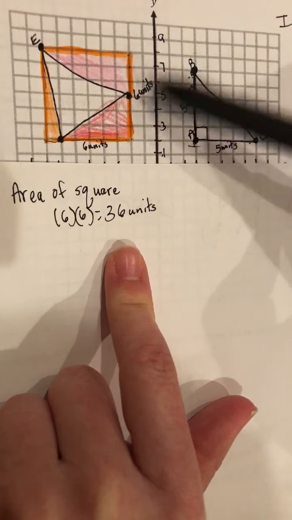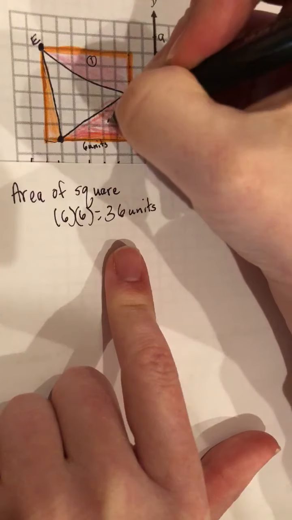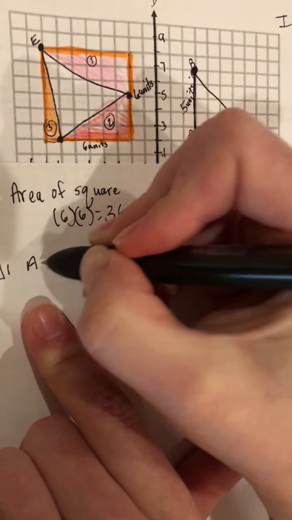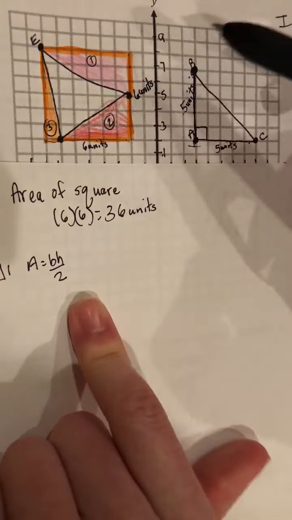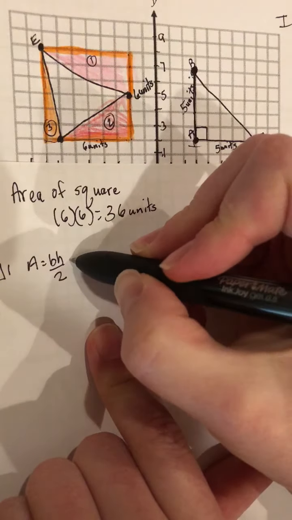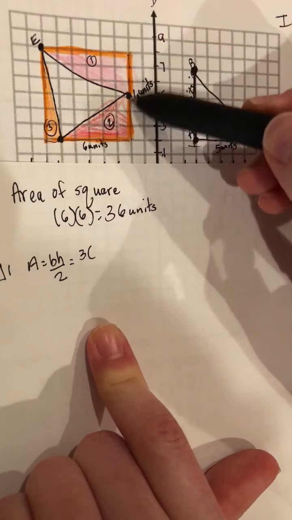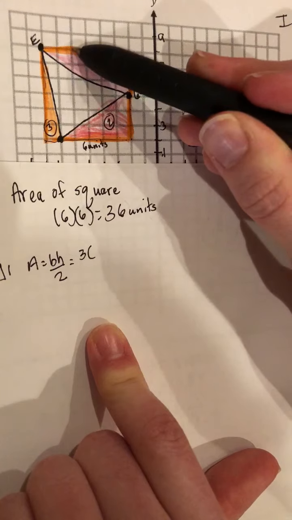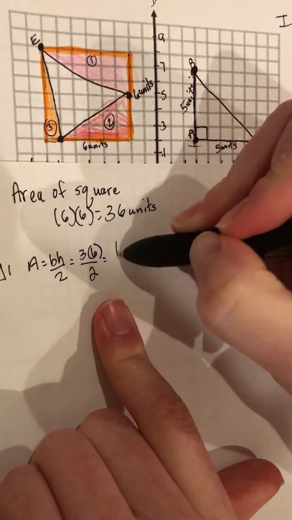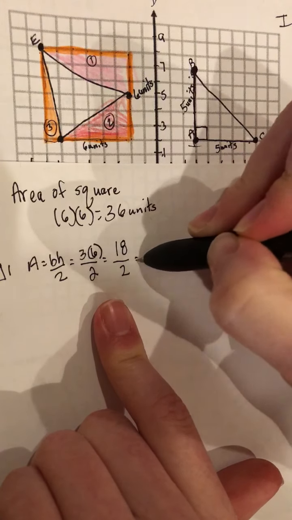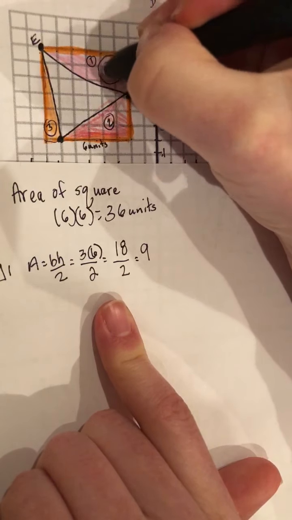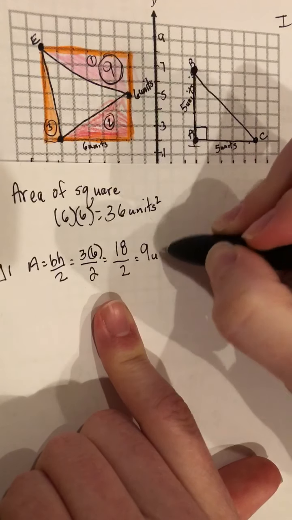So if I take this pink triangle first, I'm going to call him triangle 1. A equals BH divided by 2. His base is 3 by, his height is 1, 2, 3, 4, 5, 6. And I'm going to divide it by 2. So that's 18 divided by 2, which is 9. So my triangle number 1, I'm going to put 9 in there, and I'm going to circle it. I just need to write units squared.